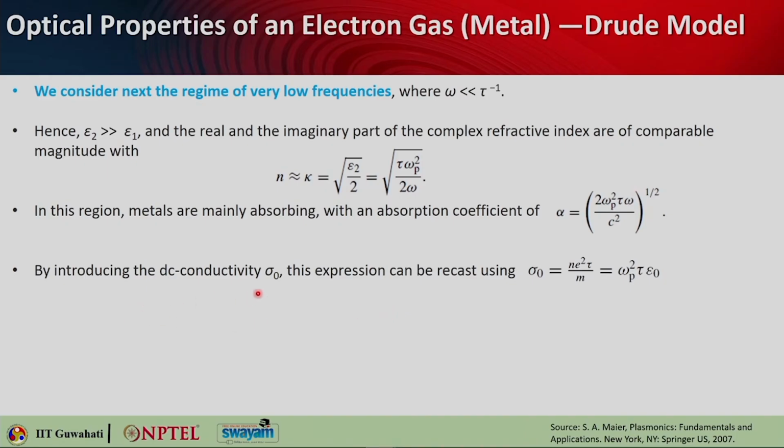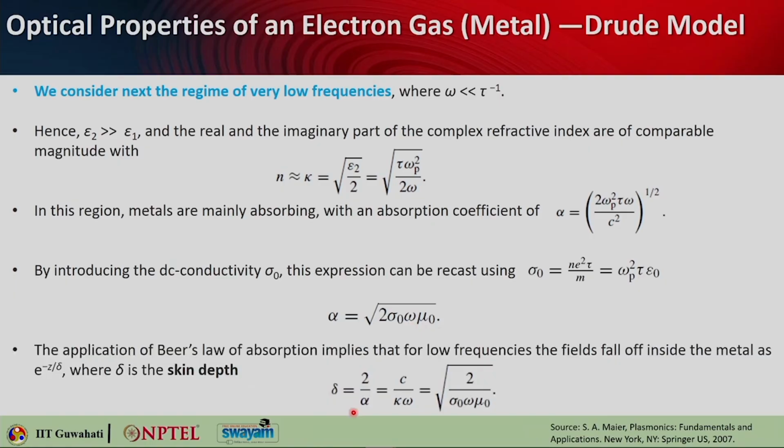Now, by introducing the DC conductivity sigma 0, you can write sigma 0 as n e square tau by m. And that can also be correlated to the plasma frequency by this formula, omega p square tau times epsilon naught. So once you know that, you can put this into your absorption coefficient formula, and you can find that alpha is square root of 2 sigma naught omega mu naught. Now, this alpha actually allows you to find the skin depth.